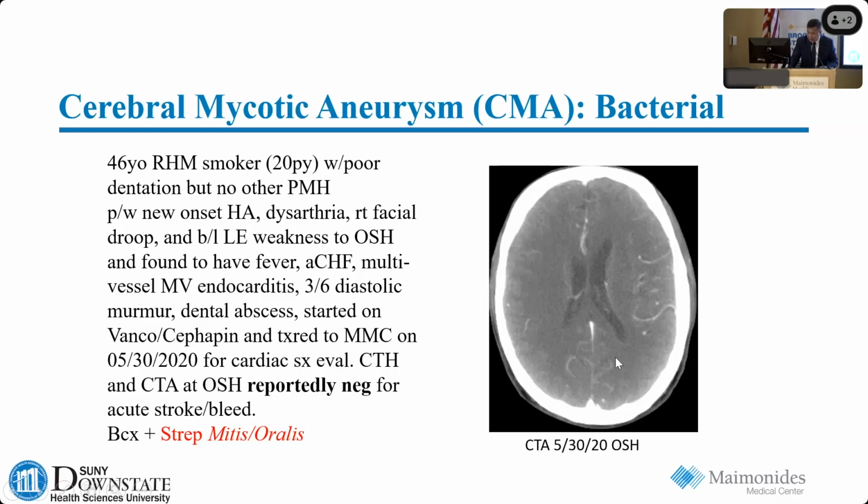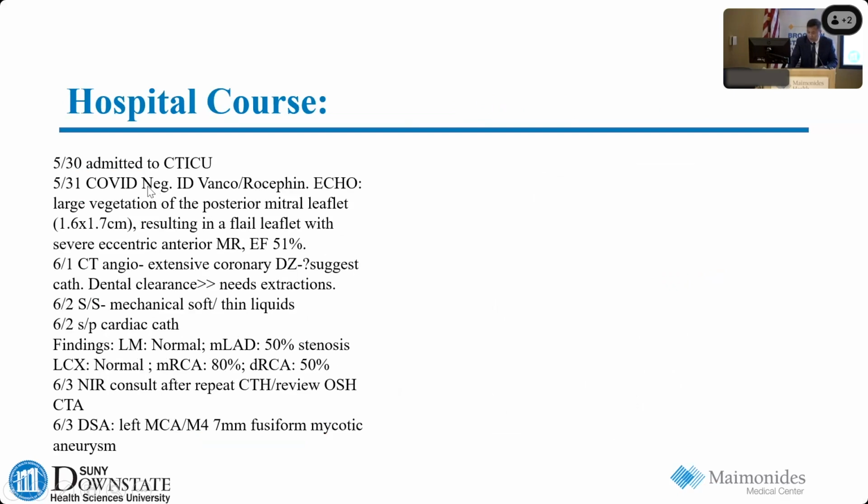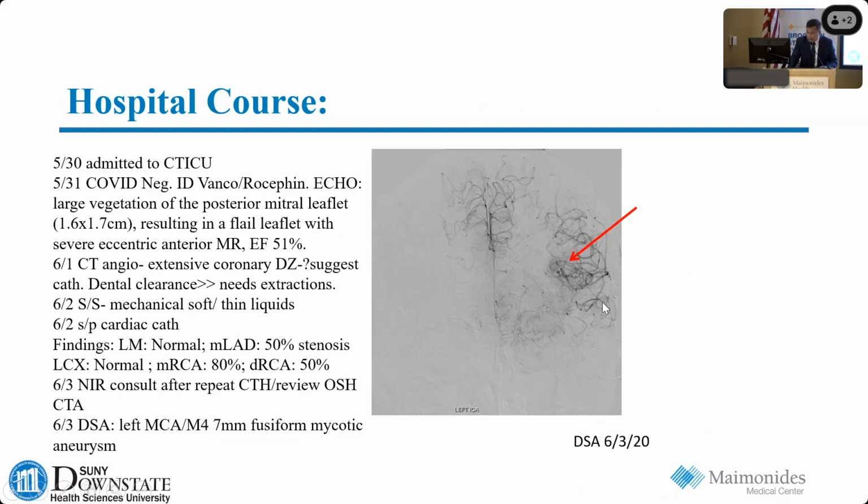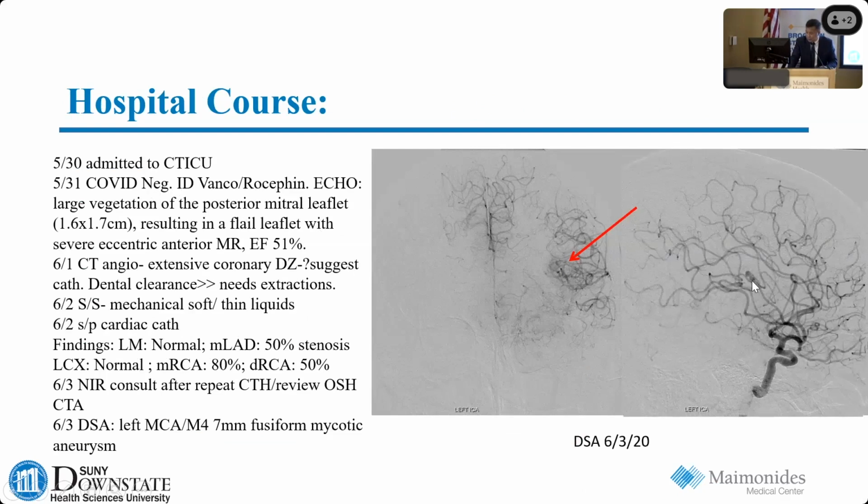We reviewed the CTA from the outside hospital, and there are areas of irregularity. They didn't mention anything, but one of our neuroradiologists picked it up, and we admitted him into the CTICU. This is the angiogram, showing a small mycotic aneurysm, right there. He tested COVID negative and continued antibiotics, and had a cardiac cath as well. He had triple vessel disease, so he was planned for combined valve surgery and a CABG. But we found this 7 mm left MCA, middle cerebral artery M4 fusiform mycotic aneurysm.